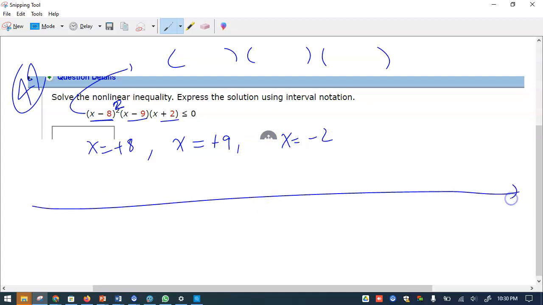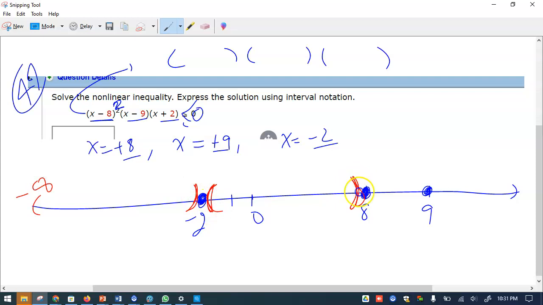Draw the number line and let's see where this is 0. This is minus 2, and 8 and 9 are very close. Maybe I'll just put 8 here and 9 here, and this is closed because there is a less than or equal to 0. So all we do is figure out what's happening from minus infinity to minus 2, then from minus 2 until 8, then from 8 until 9, and then 9 to plus infinity. So let's pick a point in each interval.